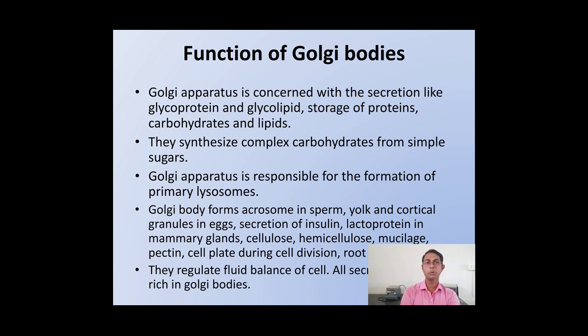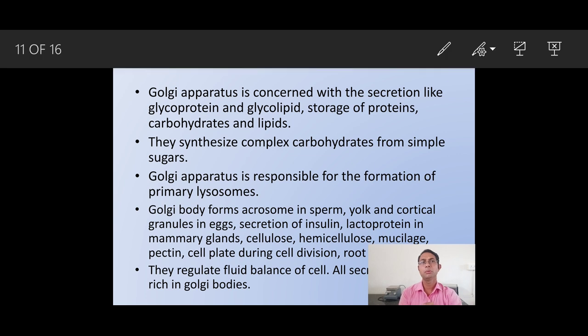Golgi bodies form the acrosome in sperm, and yolk and cortical granules in eggs. They are involved in the secretion of insulin and lactoprotein in the mammary gland. They form cellulose, hemicellulose, mucilage, pectin, the cell plate during cell division, and root development. So these are the different places where Golgi bodies are present and play an important role. They regulate the fluid balance of the cell. All secretory cells are rich in Golgi bodies. So this is the function of Golgi bodies. You can go through this video and note down this particular function of the Golgi bodies.